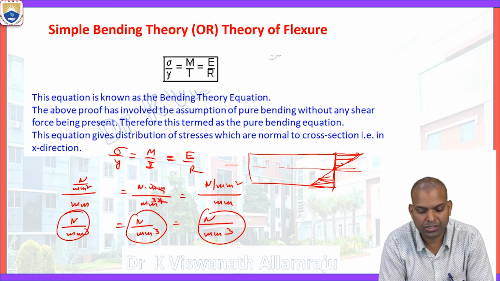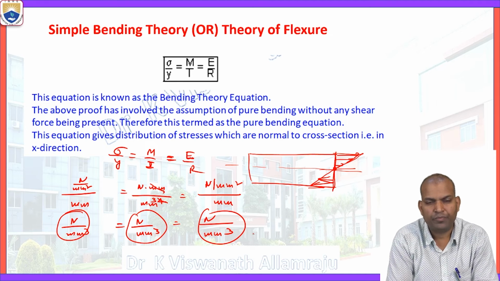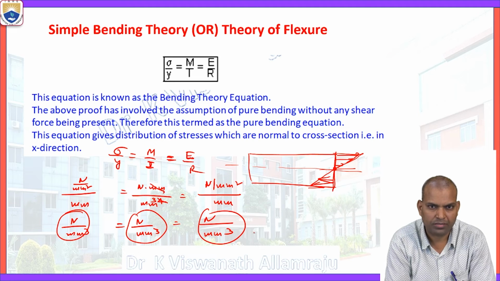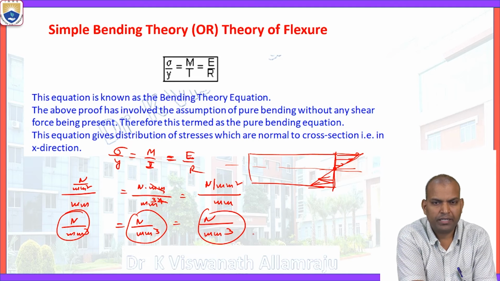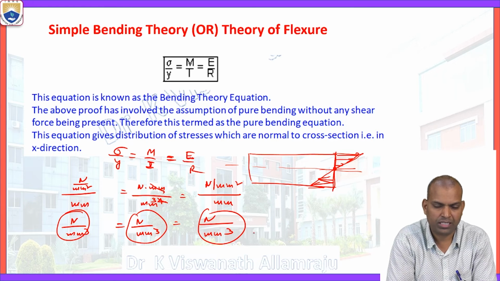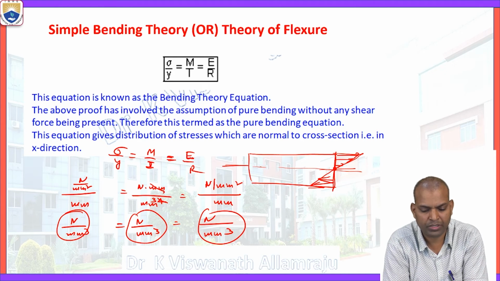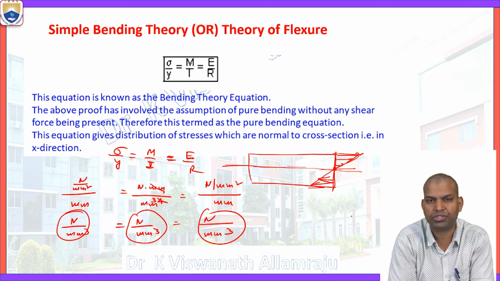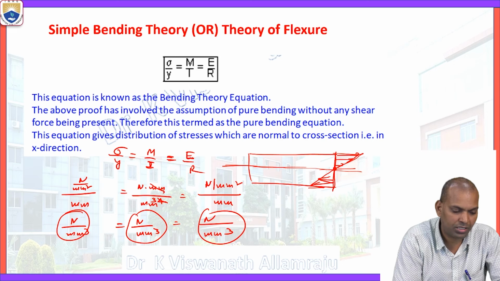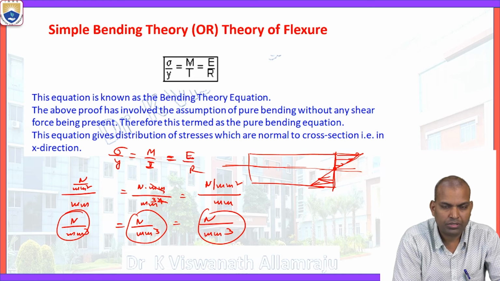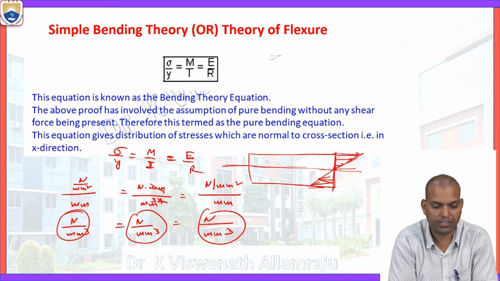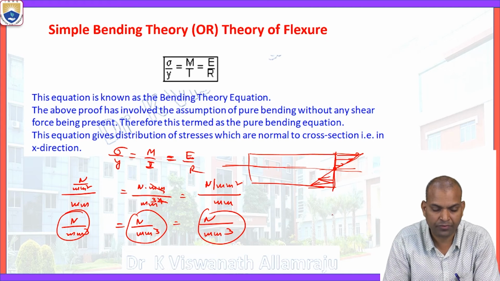That's why we consider symmetrical and unsymmetrical sections about the x-axis. If there is symmetry about the x-axis, it is symmetrical; if not, it is an unsymmetrical section. Why? Because the variation of the bending stress is about the x-axis, across the cross section, in the direction of x.